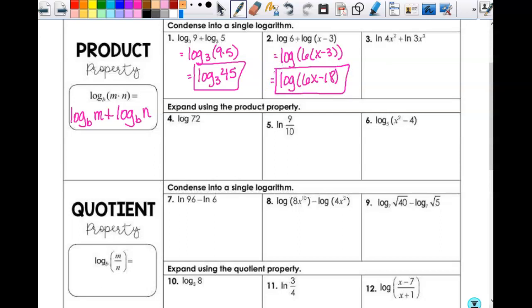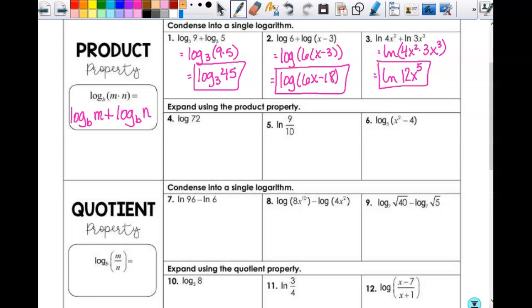Works the same for natural logs because they have the same base. So this is going to give me natural log of 4x squared times 3x cubed. And then what's 4x squared times 3x cubed? 12x to the 5th power. Very good. Okay.